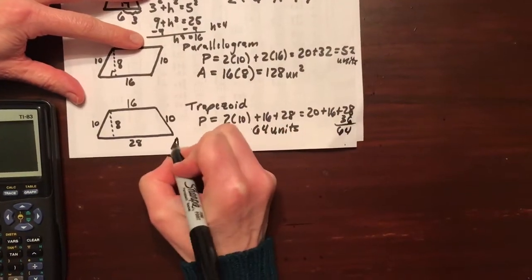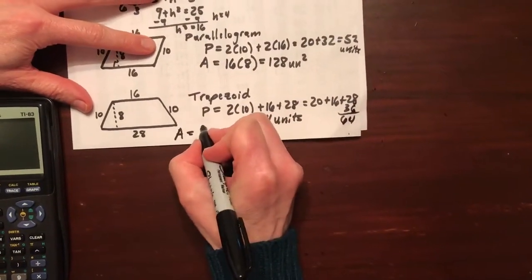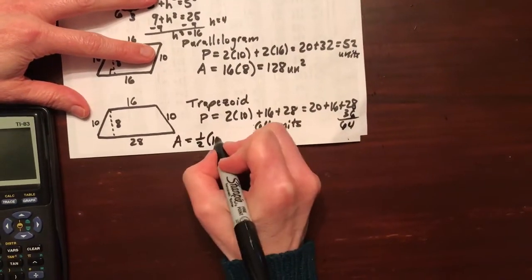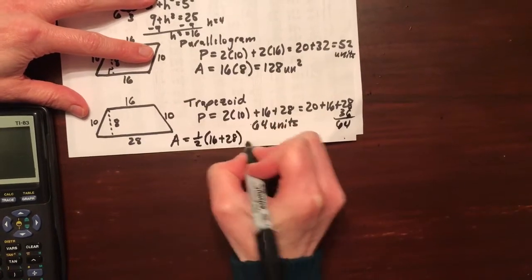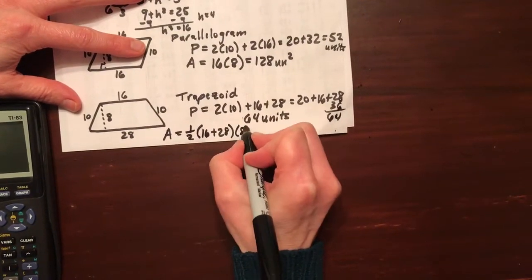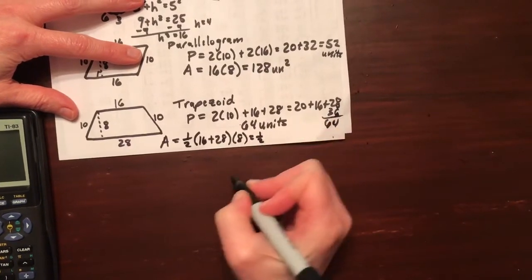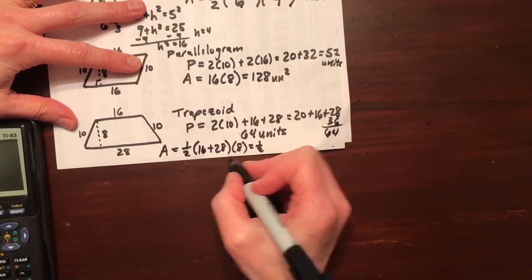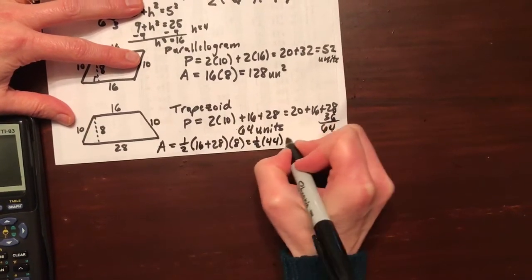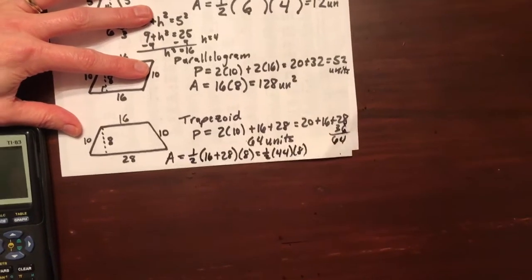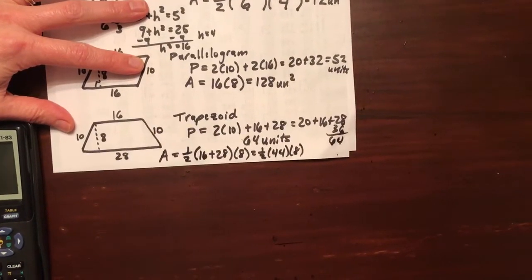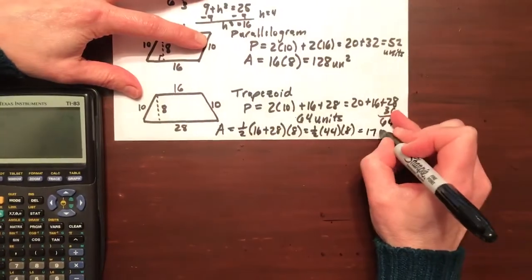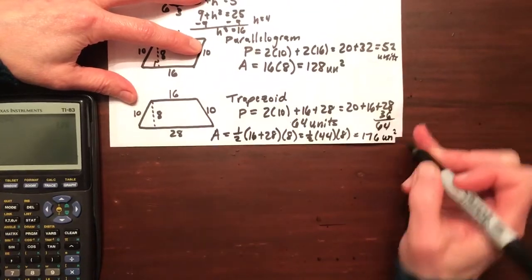And then for the area of my trapezoid, that's 1/2 times the sum of the two bases. So the 16 plus the 28, and then times the height, which is 8. So that would be 1/2 times 16 plus 28, which would be 44. And so then half of 44 would be 22. 22 times 8 is 176 units squared is my area of the trapezoid.